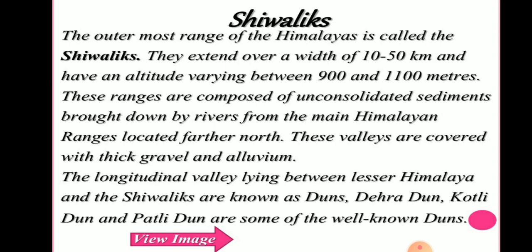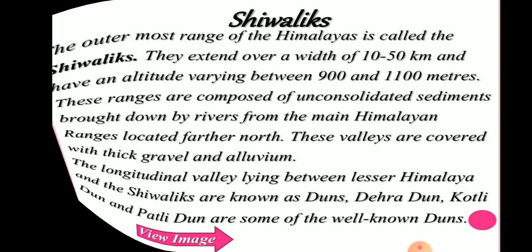The longitudinal valleys lying between the Lesser Himalaya and the Sivalik are what we know as duns. So let me repeat it again. What are duns? The longitudinal valleys lying between the Lesser Himalayas and the Sivalik are known as duns. And we have important duns like Dehra Dun, Kotli Dun, and Patli Dun. Next.